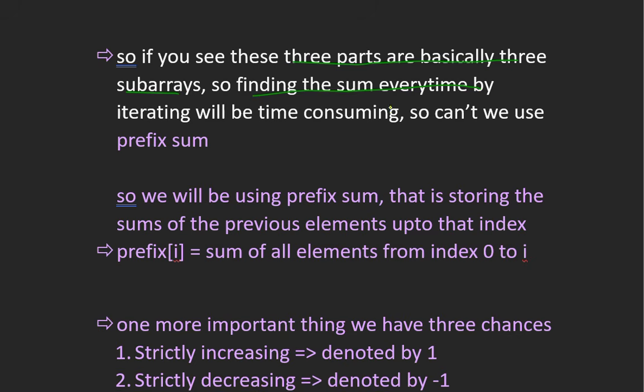So finding the sum every time by iterating will be time consuming, right? So what we can do is we can use prefix sum. By prefix sum we'll be storing the sum of all the elements from index 0 to index I at prefix of I. So whenever we need the sum of any range, we'll be using this prefix array, right?